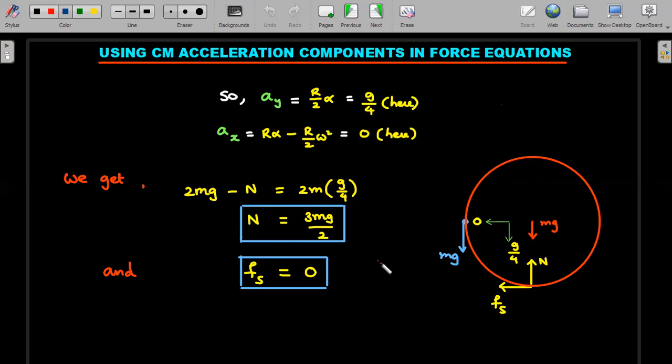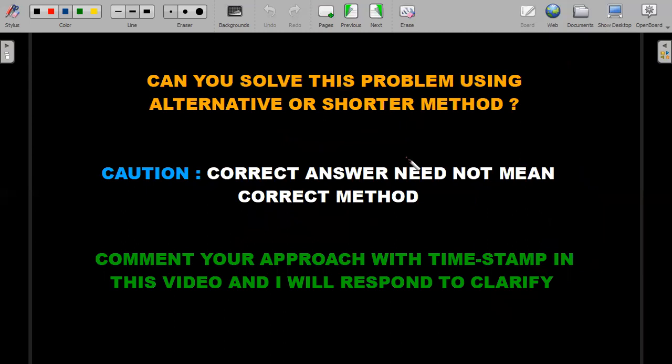Okay, so I hope you appreciate my concept was completely clear and correct here. If there is any typo or error in my calculations, please do let me know. Okay, so the concept is definitely clear. And that doesn't mean my method is the best method. Okay, so can you solve this problem using any alternative or a shorter method?